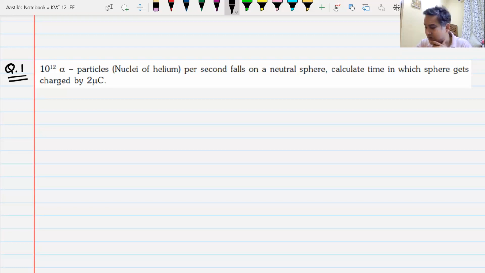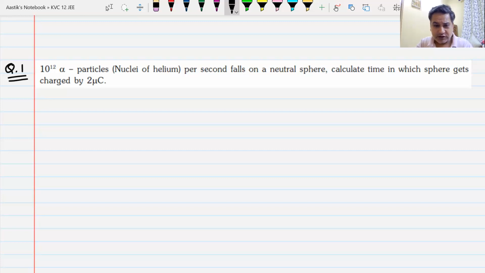Alpha particles. What do you mean by alpha particles? I told you about alpha particles in the chapter on photoelectric effect. What is an alpha particle? Helium nucleus. What is the charge of an alpha particle? +2. But that's it. That is the only information that you need to solve this question. If you have that information, you should be able to solve the question. It's that simple.